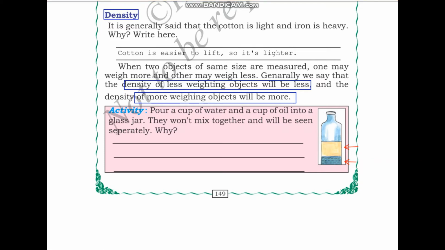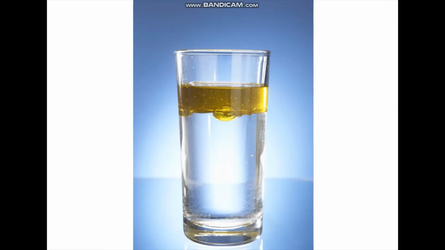I will show you a picture of oil and water that are placed in the same glass. As you can see here, oil is floating on top and the water is at the bottom. They are not mixing together at all. The reason for this is that oil molecules and water molecules are of different polar natures.